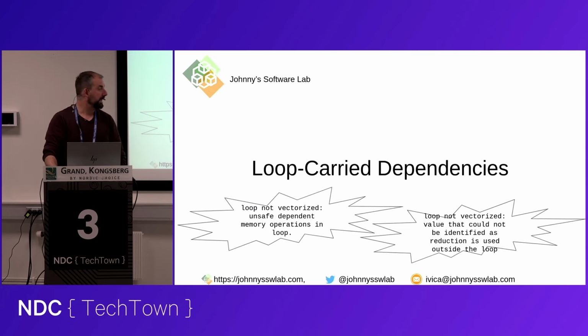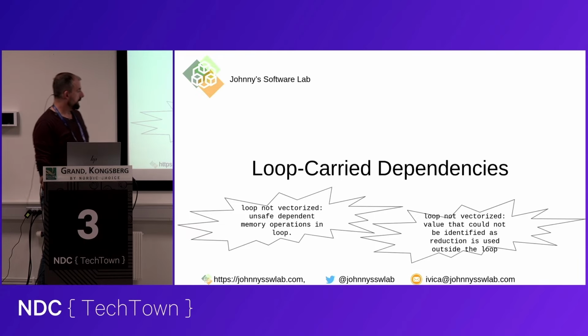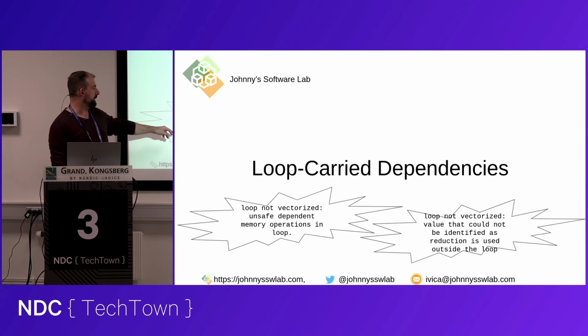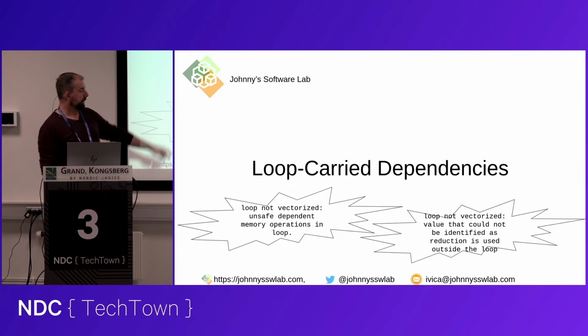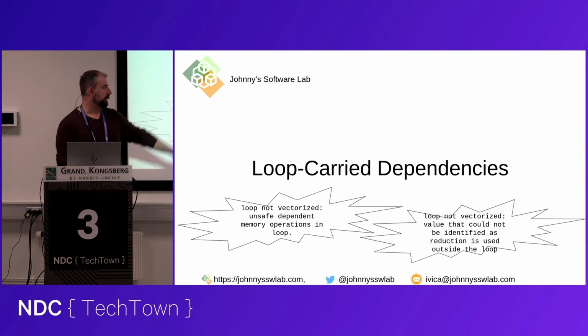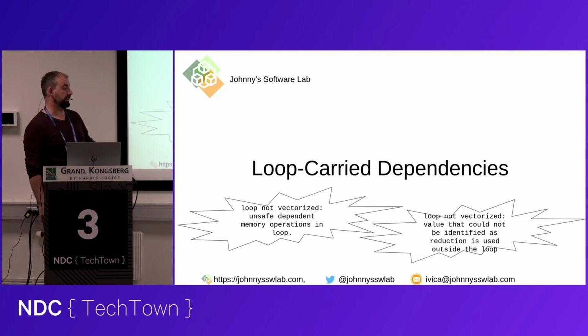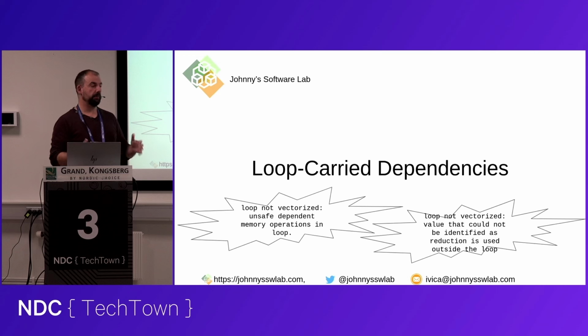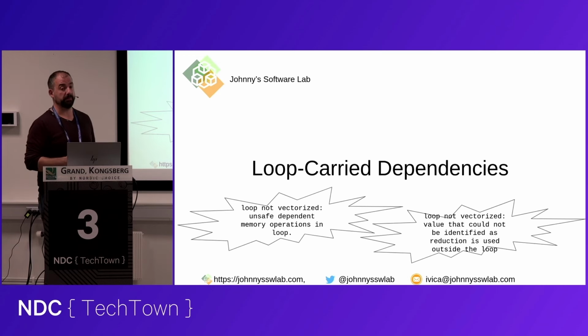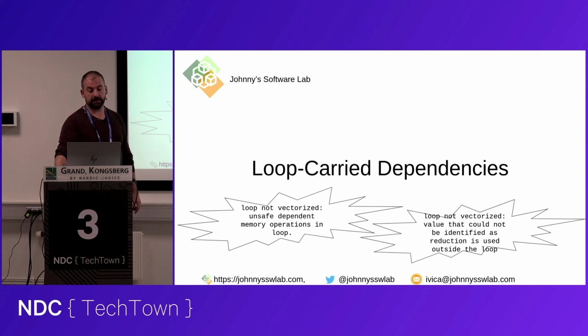Okay, so next are loop carry dependencies. You get a message saying loop not vectorized, unsafe dependent memory operations in loop, or loop not vectorized, value that could not be identified as reduction is used outside the loop. Now, there are 2 types of dependencies: dependencies that are real, and dependencies that the compiler thinks might be a dependency, but in reality there is no dependency. We'll cover both of them.